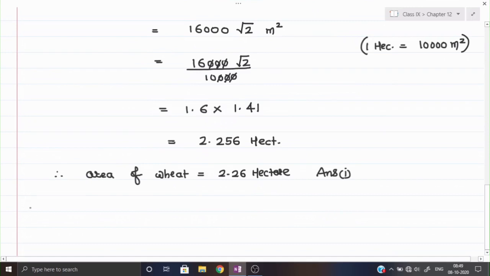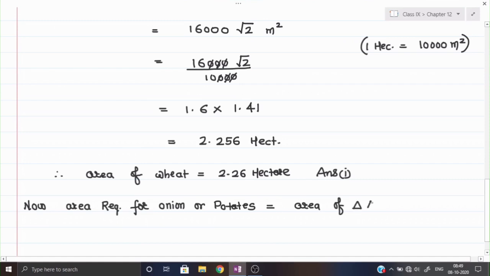Okay, so let us write down further. Now area required for onion or potatoes will be equal to area of triangle ACD divided by 2.